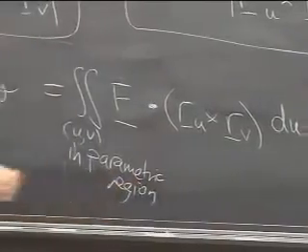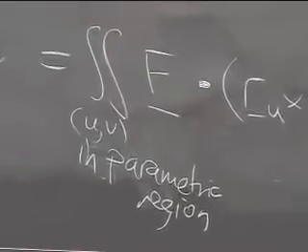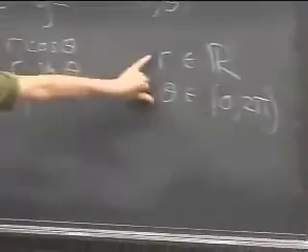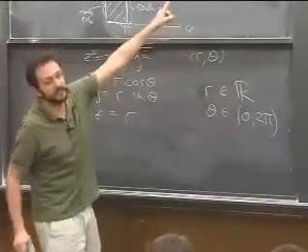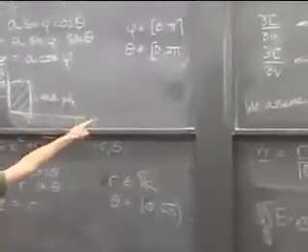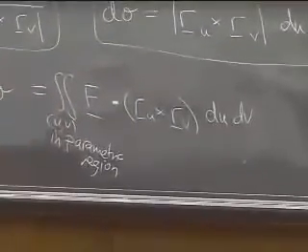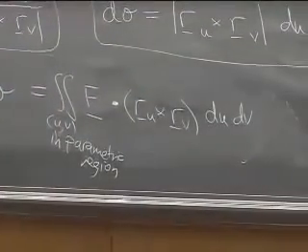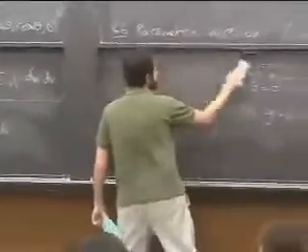So when I say the parametric region, you may notice over here I took pains not just to write down the parameterization, but to say where does r go between, where does theta go between, and the same thing in the case of v. That tells you what limits to use, or what the region looks like. All right, so now we have this formula. We can actually apply it. I'll do a couple of examples.